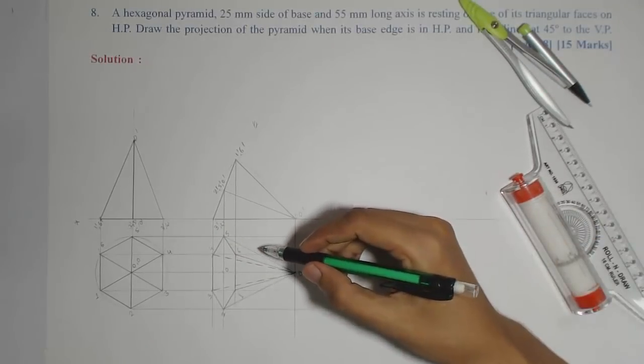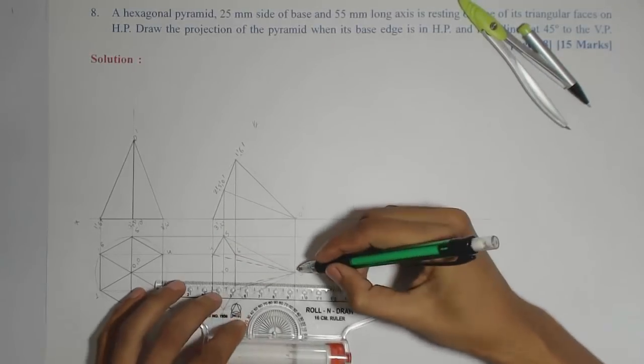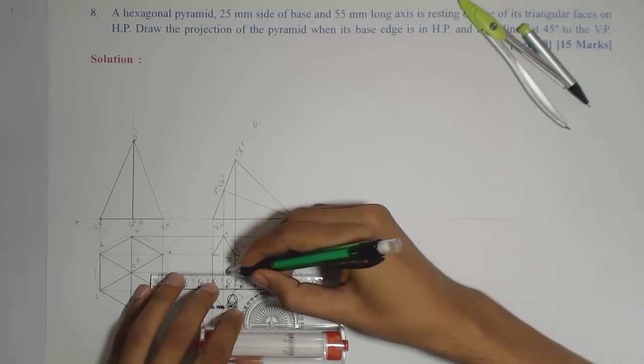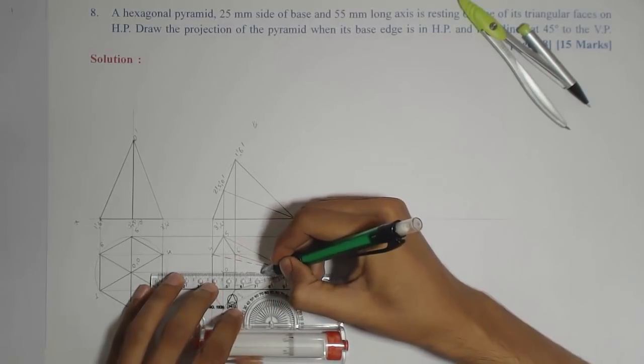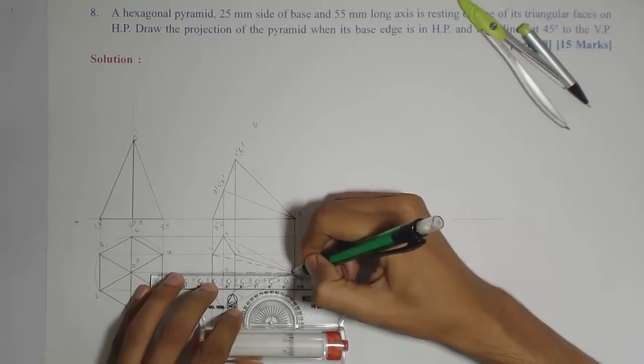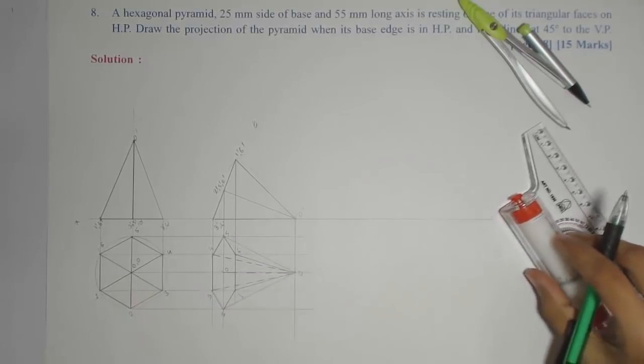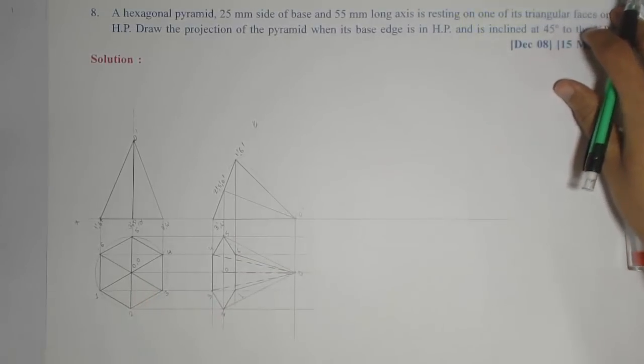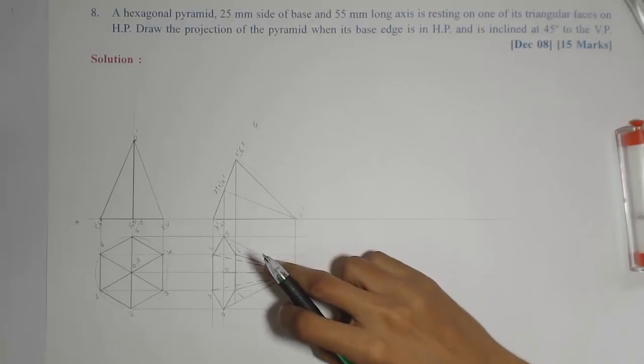Just check once again. Now we are left with the axis. So O O, long dash, short dash. Many times we forget to mark the axis. That is also important. Now in the last stage, we need to redraw this top view.